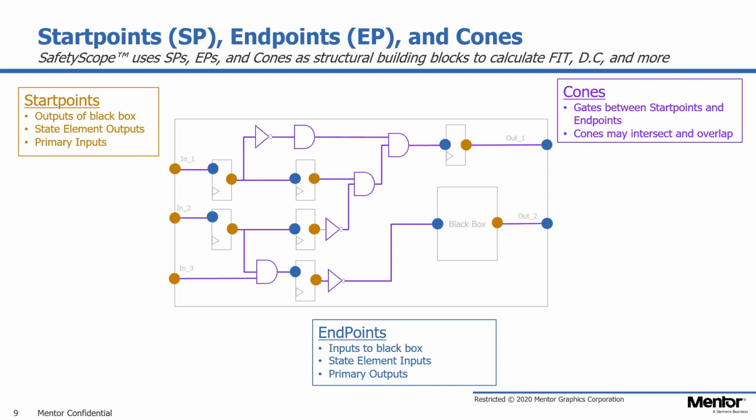How does the tool do this operation? Basically, it starts from so-called startpoints, which are state element outputs and primary inputs, and the according endpoints, meaning the inputs for state elements and primary outputs. So as being colored over here, there we have startpoints, there we have endpoints. And the cones is everything in between. And this is, in a very simple overview, how the tool starts calculating.